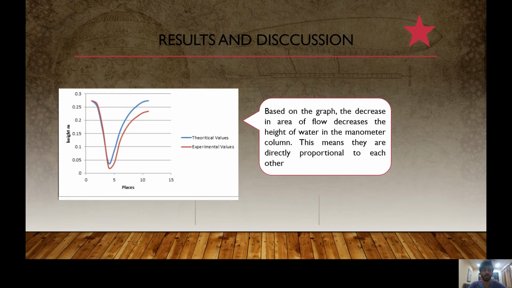Based on the table, we've plotted a graph, and from the graph you can see that the decrease in area of flow decreases the height of water in the manometer column. What this means is that they are directly proportional to each other.